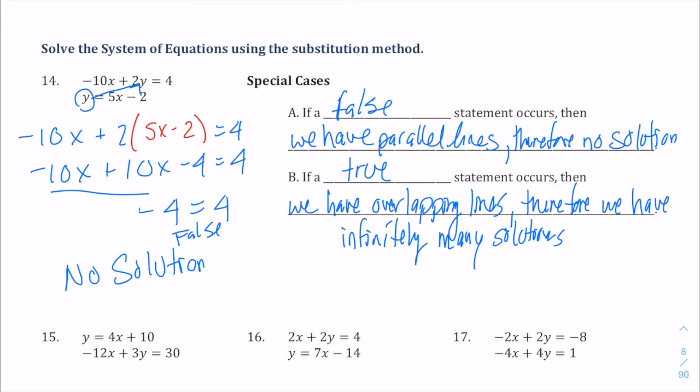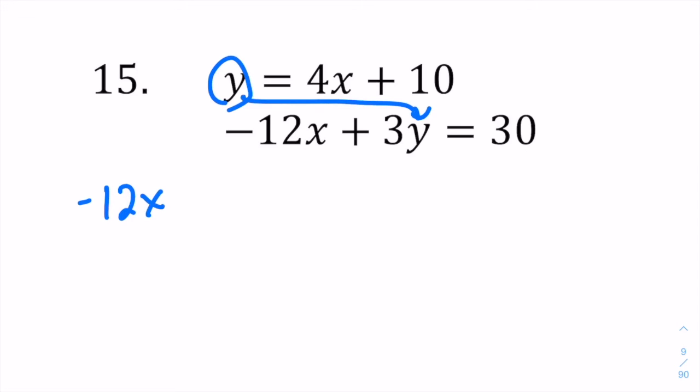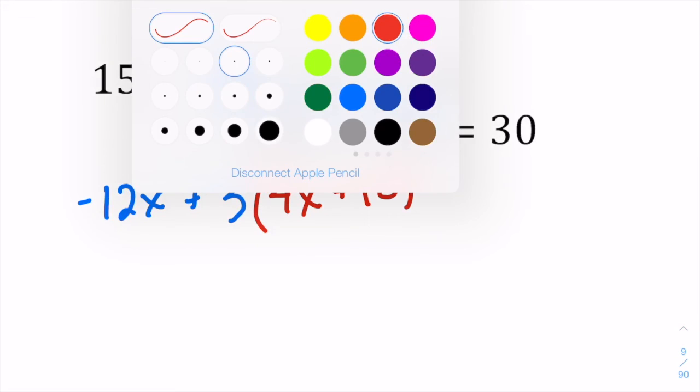Okay, so let's go ahead. Let's try number 15 here. All right, so we're looking at number 15, and I see y solved for right here. So I'll go ahead and plug it into y in the other equation. So negative 12x plus 3. Put on the brakes. Don't write y. Write what y is equal to.